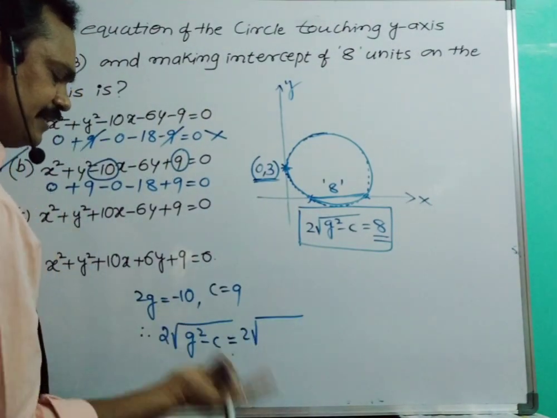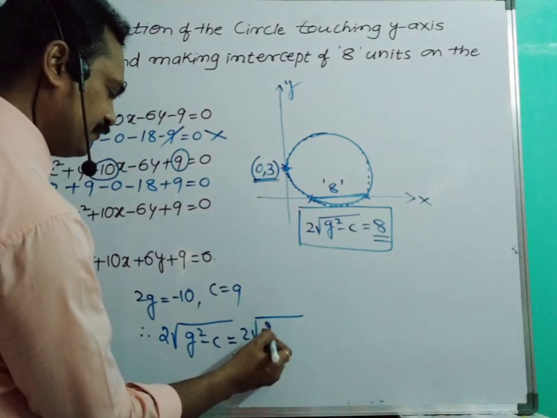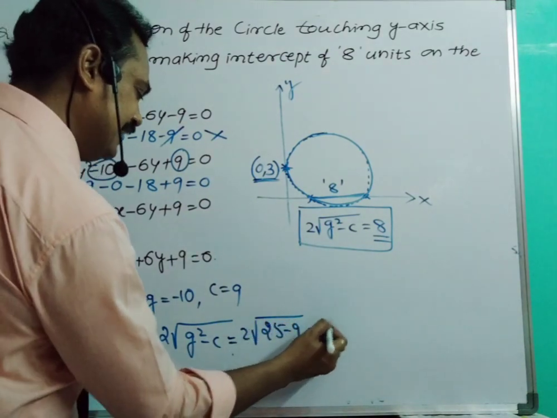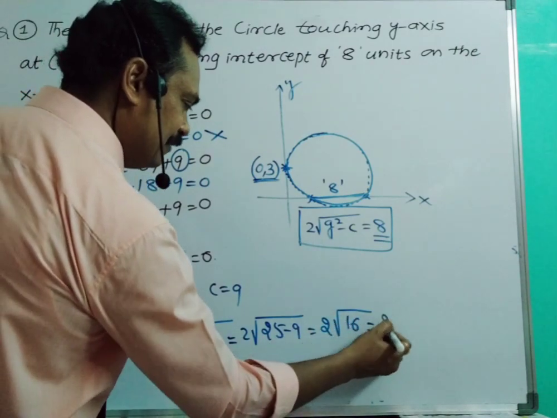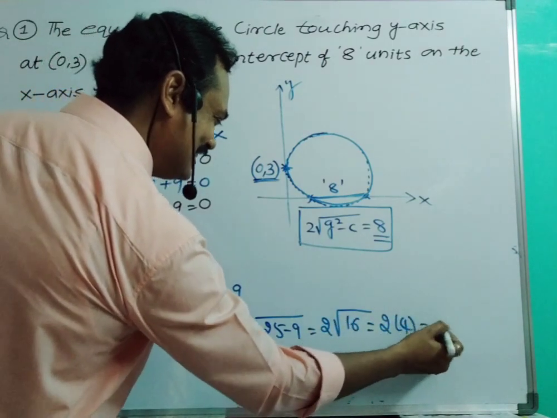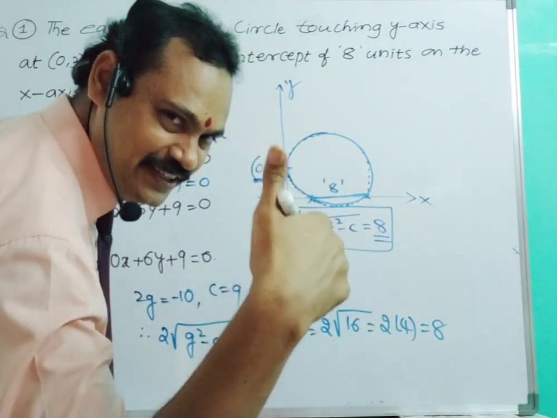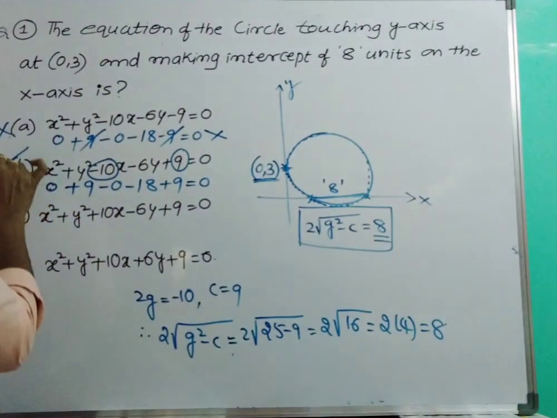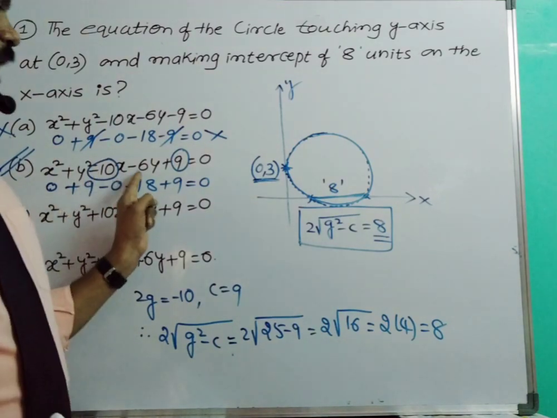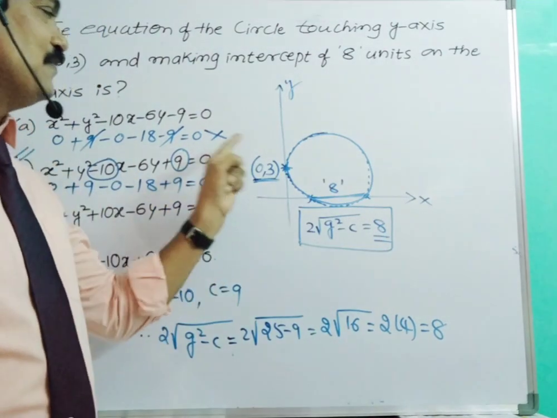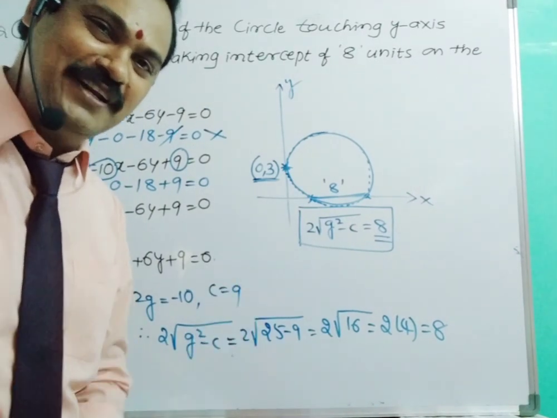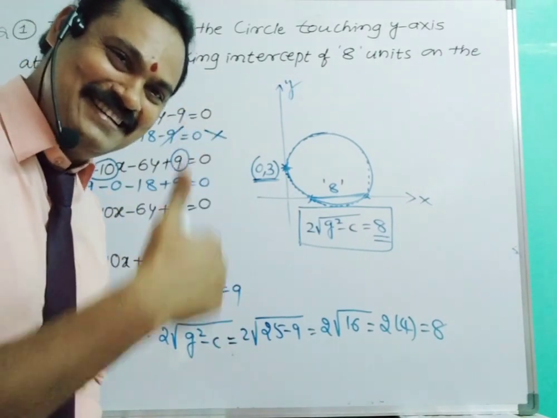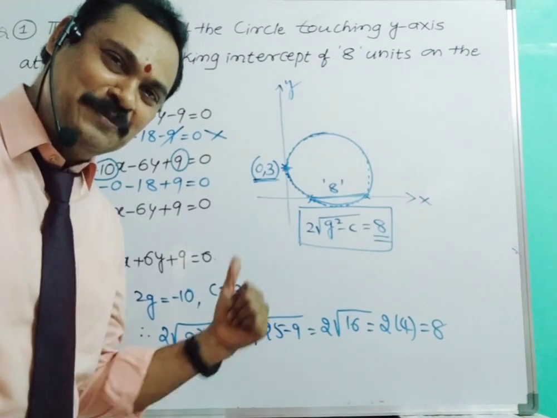2g is minus 10, so g is minus 5, whole square is 25, minus 9, that is 16. Root of it is 4, so 2 times 4 is 8. Yes, it is satisfied. So it is double verified that the second option passes through the point (0, 3) and makes an intercept of 8 units on the x-axis, right?